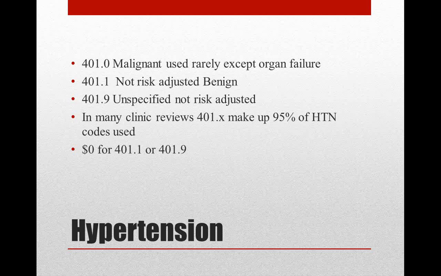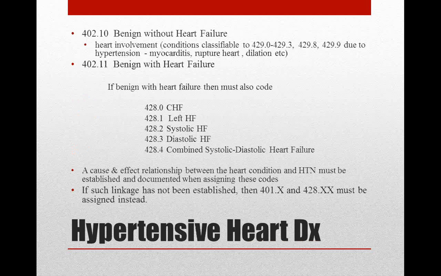But what you need to pay attention to is the hypertension a cause of kidney disease or heart disease. So if you have hypertension without heart failure, but you have other heart disease that you can relate to the hypertension, like myocarditis or ruptured heart muscle, dilatation, something like that, then you can use the 402.10, which codes to the CHF, even though there isn't CHF in there. There's a CHF category, HCC category. The 402.11, the same thing.